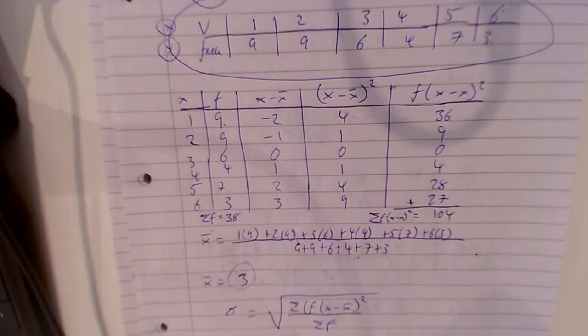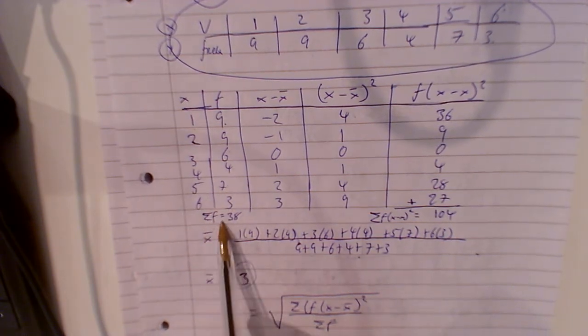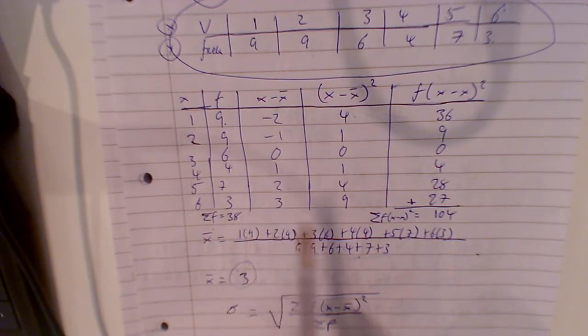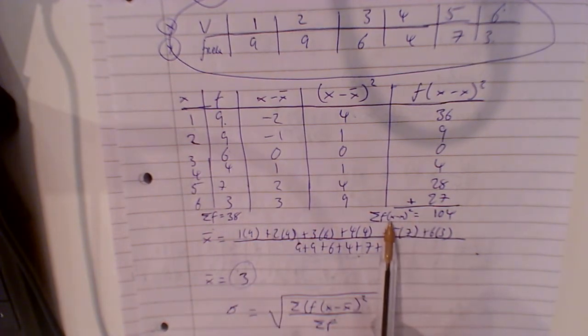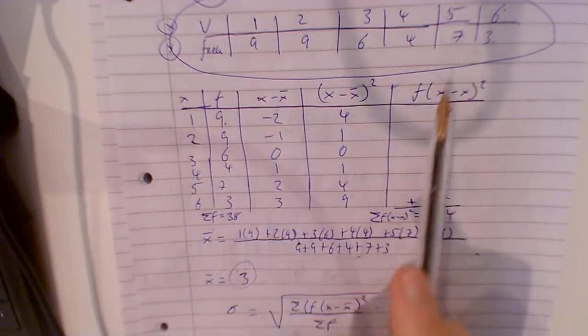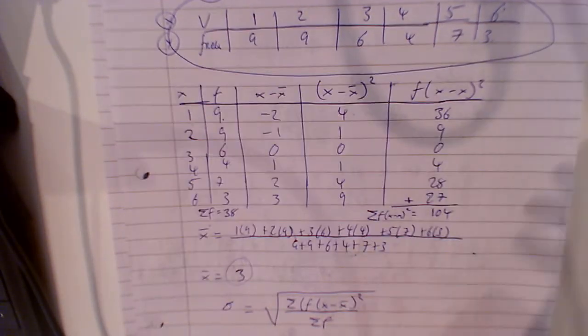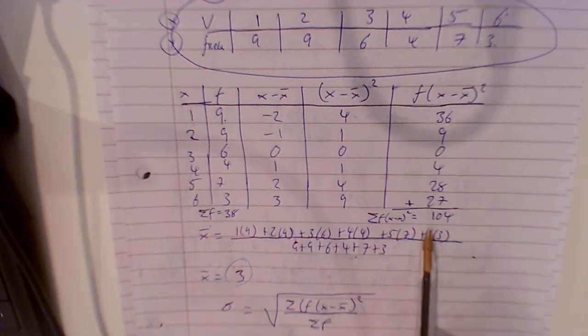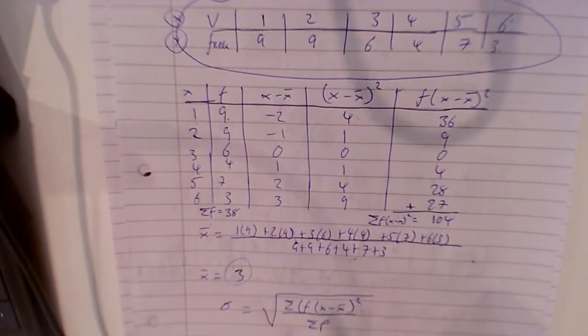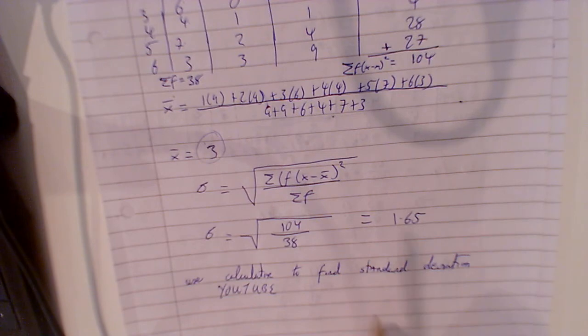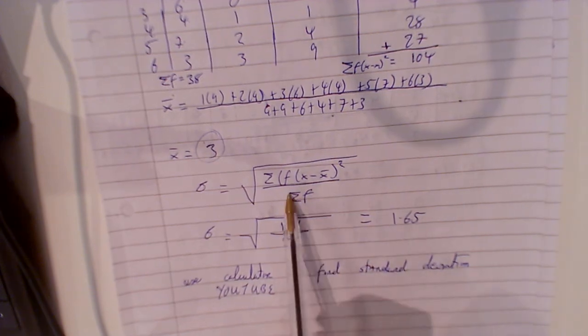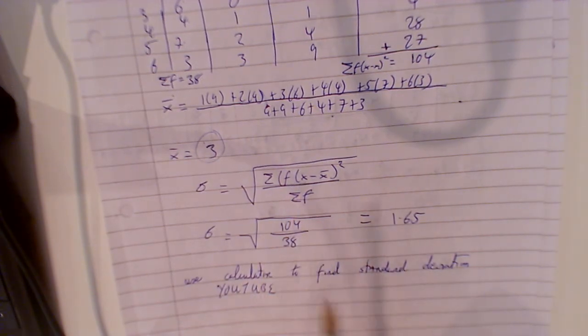Then the important thing that you do after that is you get the frequency total, which is 38, and we get the sigma of the frequency by x minus the mean squared. I should have a hat on that. X with a line above it is the sample mean, and that's that there. So here's the formula. Sub in our values, and we get 1.65. This will never ever change.